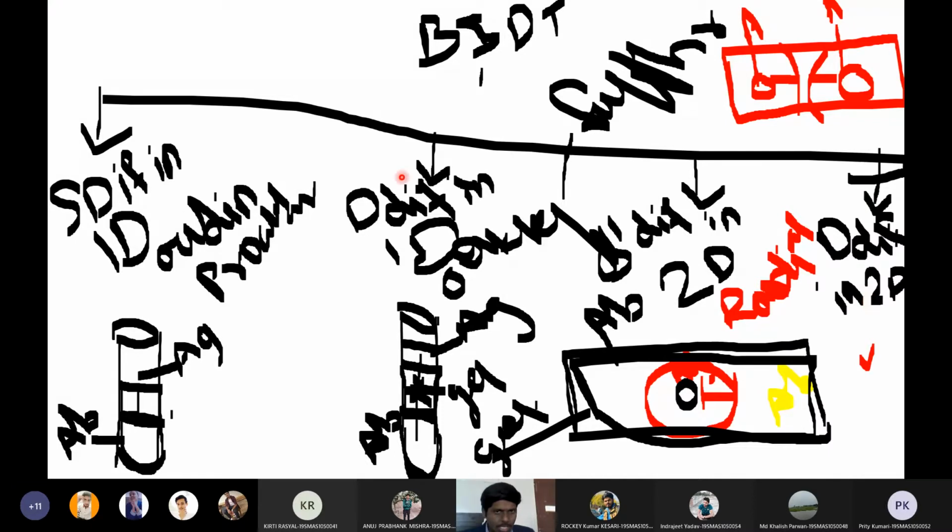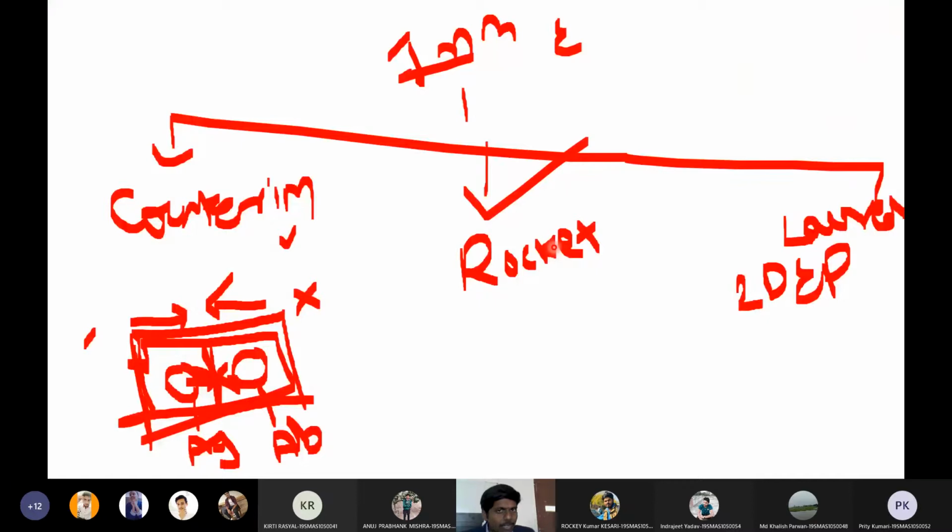Ouchterlony procedure. So these are the four types of basic immunodiffusion tests. Then we have three types of immunoelectrophoresis: counter immunoelectrophoresis, rocket immunoelectrophoresis, and Laurell two-dimension immunoelectrophoresis. So these are the three types of immunoelectrophoresis.